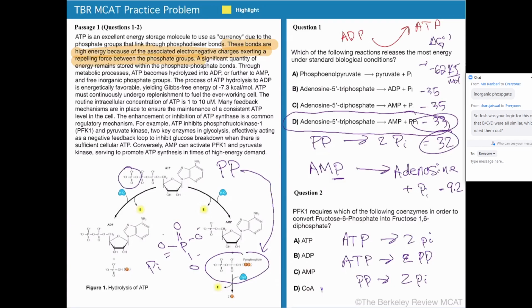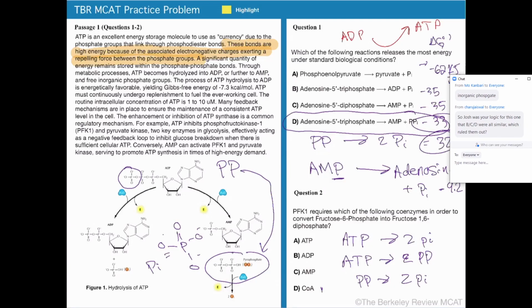Yes, and so the logic would be exactly that. B, C, and D are all similar, which would rule them out. But the actual real logic is you need to know glycolysis. And this is why this is an unfair question, because we haven't covered it. But phosphoenolpyruvate to pyruvate actually generates an ATP. So for this reaction to be favored, it's better to have a larger negative delta G, so you can actually generate an ATP out of it. Are you guys seeing that?